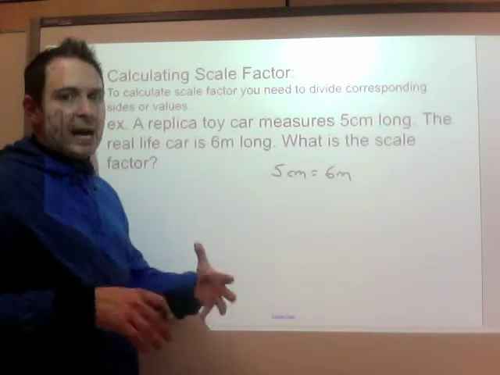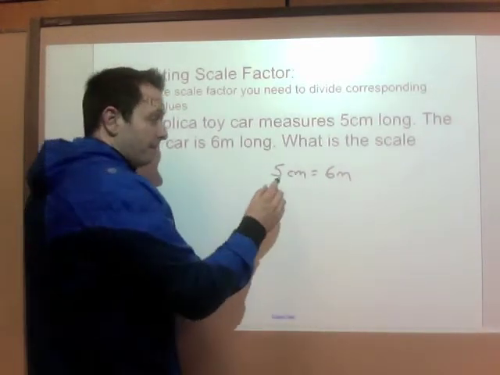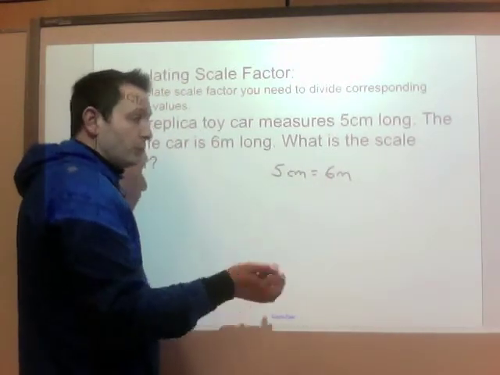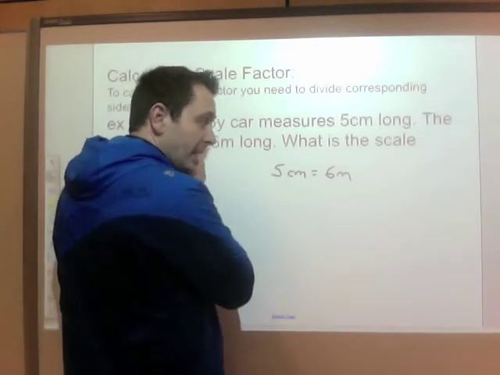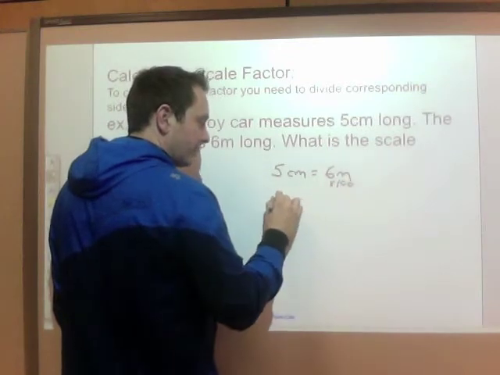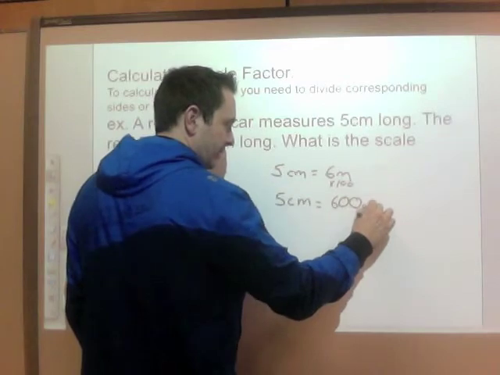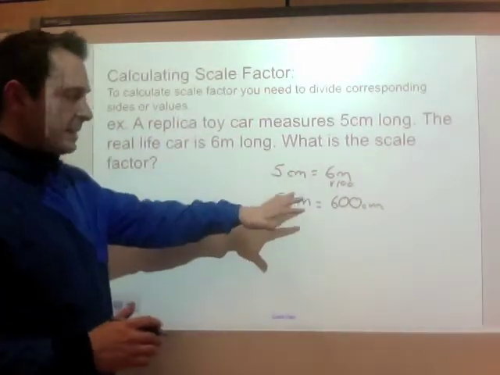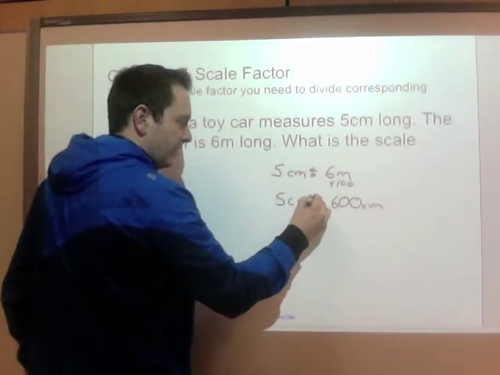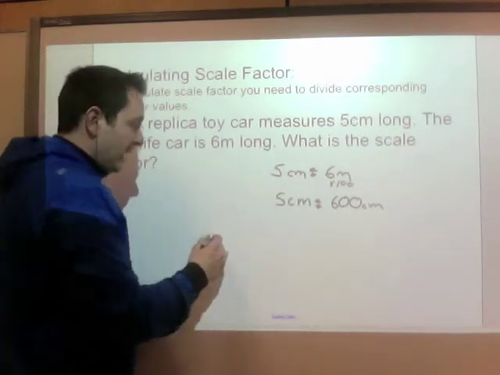What we're looking for is how many times bigger it is. So to compare, you need to compare the units. So 5 centimeters and 6 meters, they're in different units. So you need to use your formula sheet and know that every meter is 100 centimeters. So if I times this by 100, then 5 centimeters equals 600 centimeters. I guess they're not equal to each other, but what we're saying is this is how they're relating to each other. So now that they're the same units, I can divide.